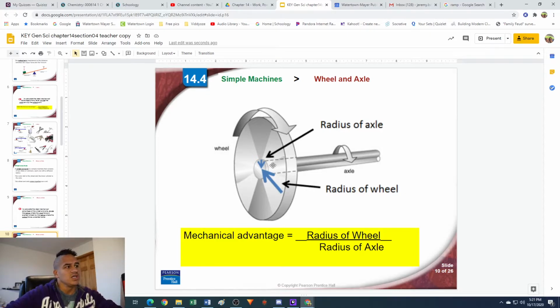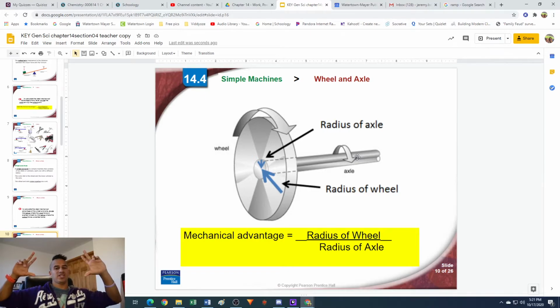Now, the larger the wheel compared to the size of the axle, the greater the mechanical advantage you will get. So you're going to get more out. However, it's more difficult to rotate the axle if the wheel is very large compared to it.